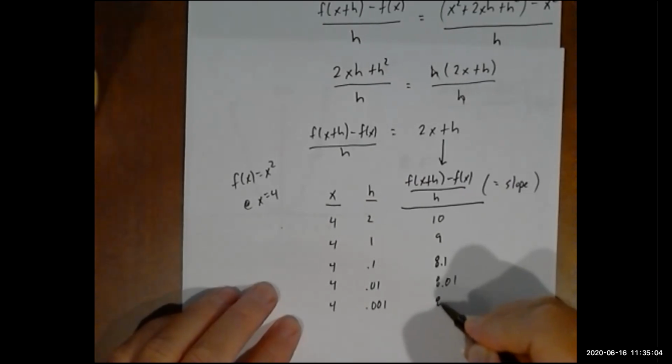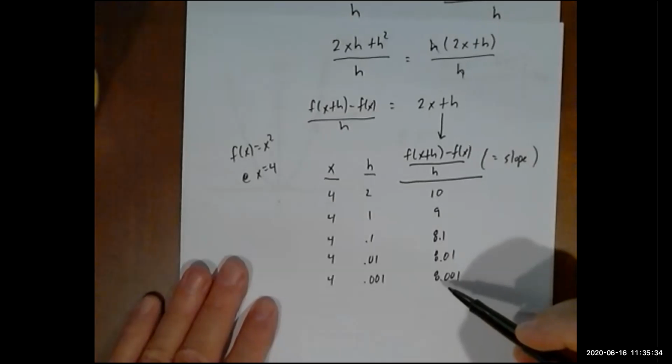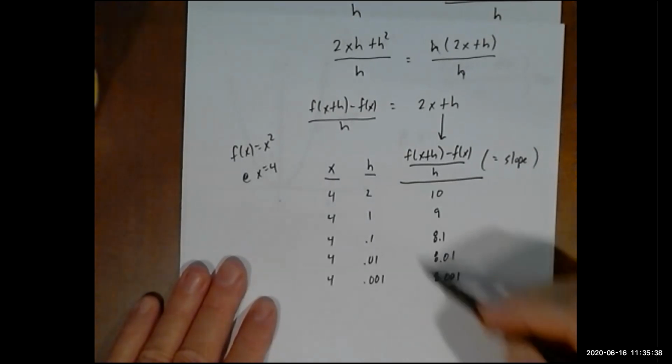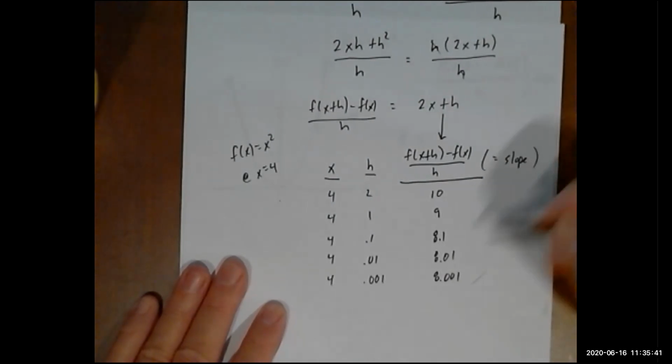Now what's going to happen is, as h gets smaller and smaller, if I had made h really small, then this would be 8.001. And the idea is, as h gets smaller, this difference quotient, which is the slope, gets very close to a number. And whatever number this thing gets very close to, in a sense, that's going to be the slope. So you can see it starts out at 10, it goes to 9, 8.1, 8.01, 8.001. What is this thing getting closer to? It's getting closer to 8.